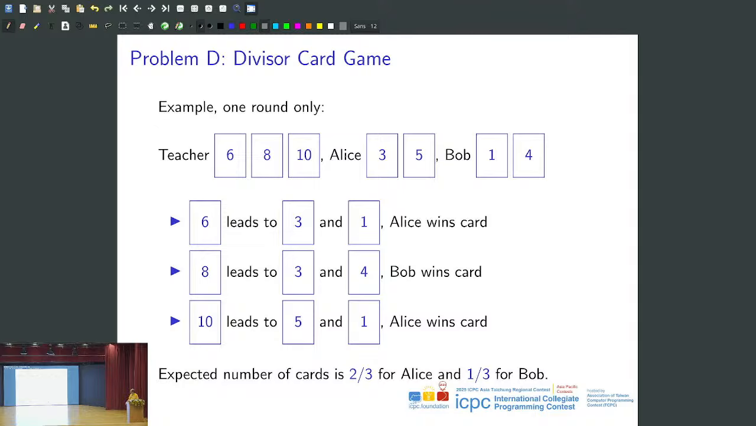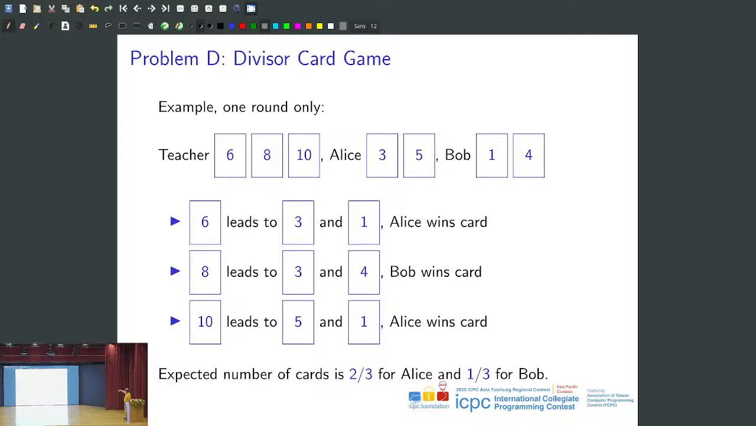And so here's a very small example. You have teacher, you have Alice, you have Bob. If the teacher chooses the card 6, then Alice would use 3, right? And 6 by 3 is 2. And Bob has to use 1 because 4 and 6, you cannot divide 6 by 4, but you can divide 6 by 1. But if you divide 6 by 1, you get 6. 6 by 3 is only 2, so Alice wins, and so on.